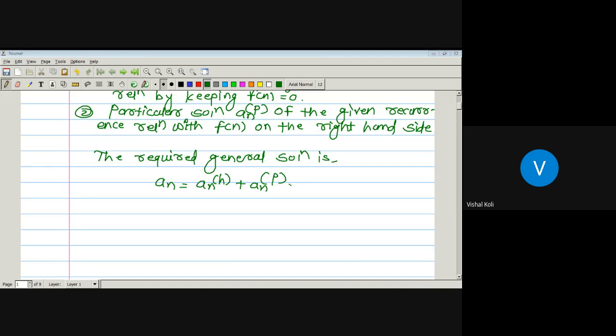Again, as this one is the general solution, the number of arbitrary constants in this general solution must be equal to the order of our given recurrence relation. Now, from the last lecture we know how to find the homogeneous solution. So today we have to see how to find the particular solution.